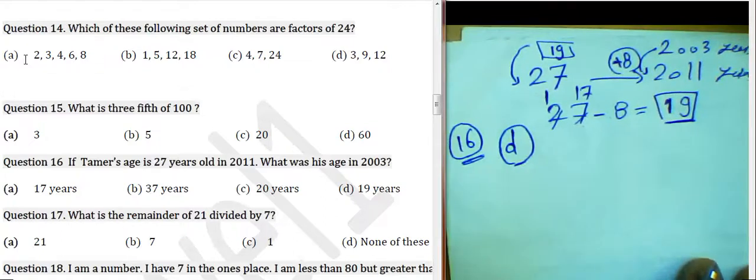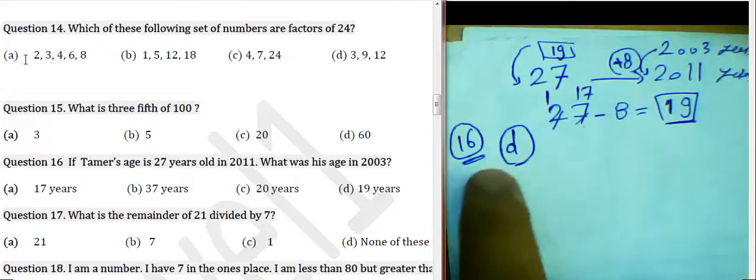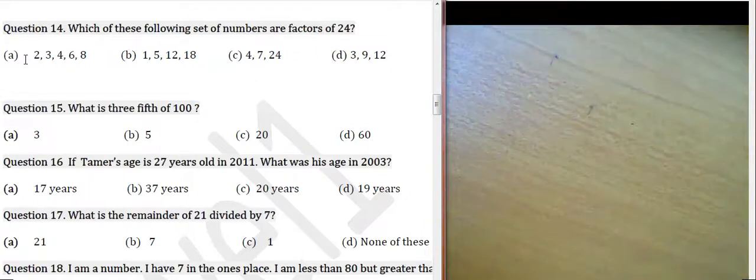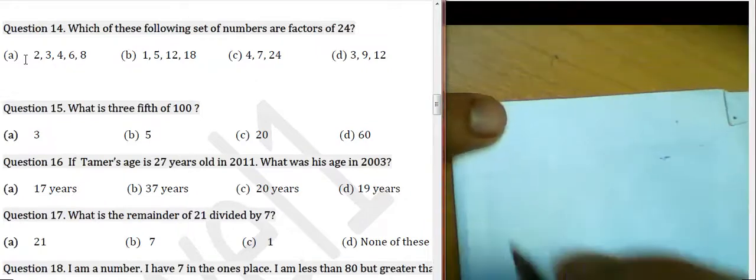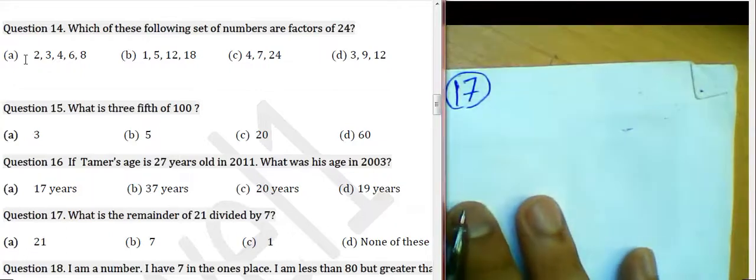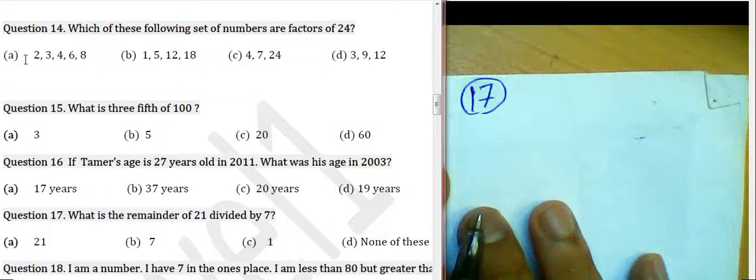He asked about the age in 2003, which is 19 years. We must choose letter D for question 16. What about question 17? Look at the question. What is the remainder of 21 divided by 7?